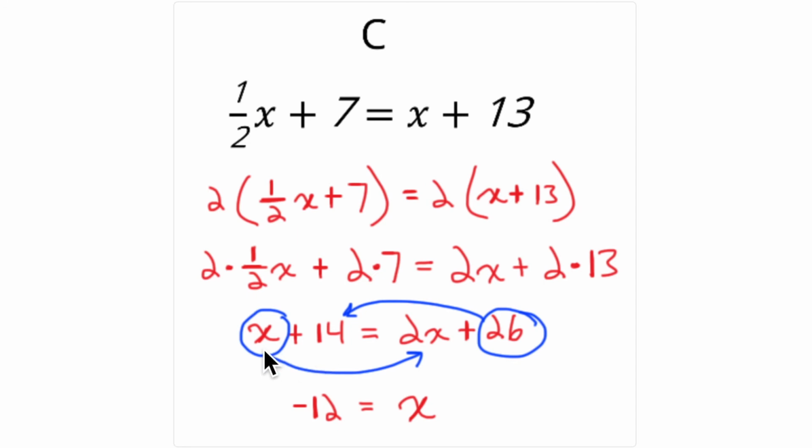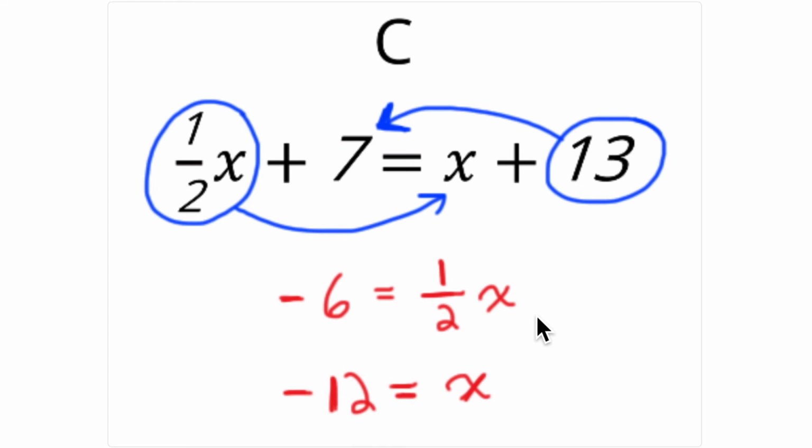So you can get rid of this x by adding a negative x. So 2x plus a negative x, or a negative 1x, is 2 minus 1 is 1. So that's going to be a positive x, or a positive 1x. And 26, add a negative 26, 14 plus a negative 26. Well, 26 minus 14 is 12. But that's going to be a negative 12, because there's more negatives than positives. So again, you get x equals a negative 12.